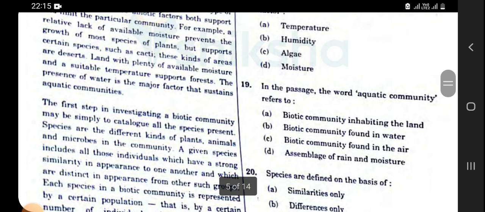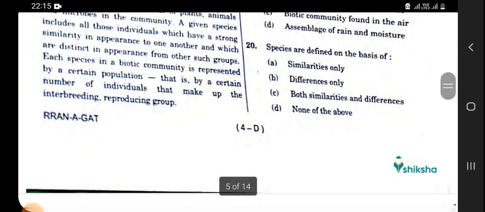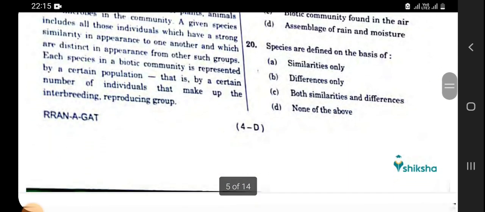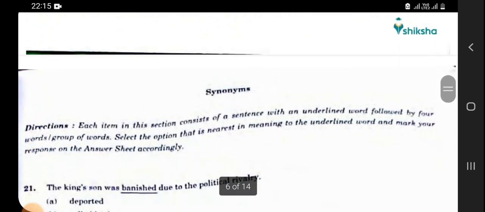19. In the passage, the word aquatic community refers to. Answer, please answer me. Aquatic community refers to what? The word aquatic is there, so obviously B, biotic community found in water. Number 20, species are defined on the basis of. So the answer will be C, both similarities and differences. Let us move to the next part, that is synonyms.